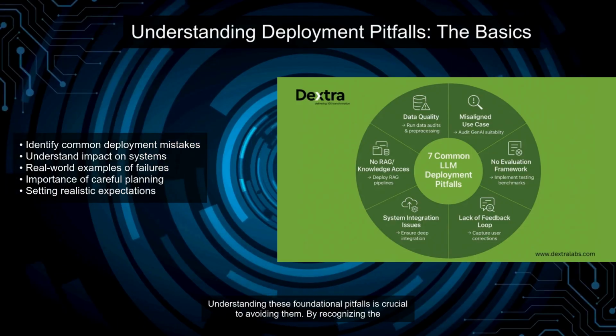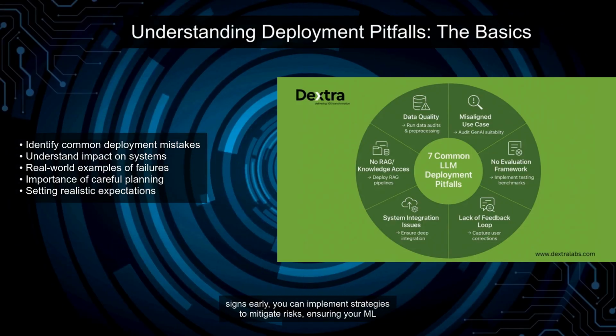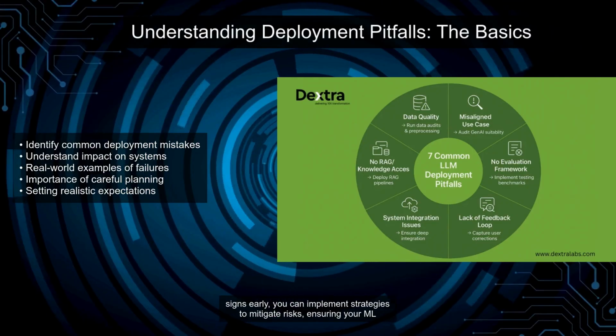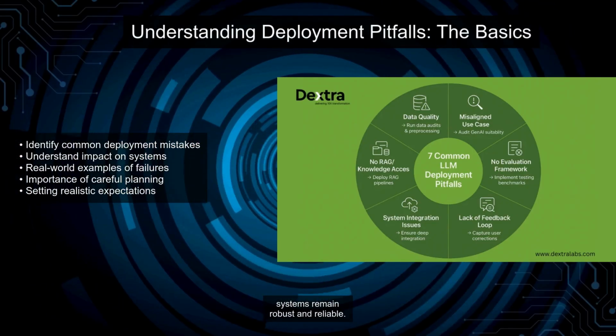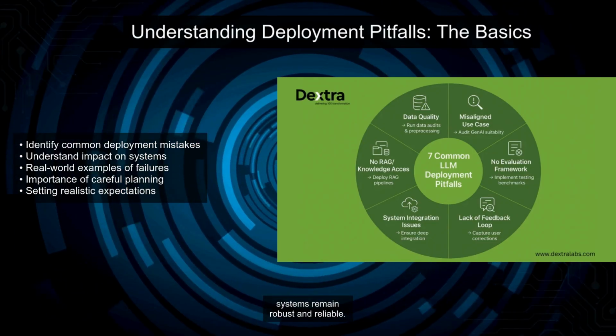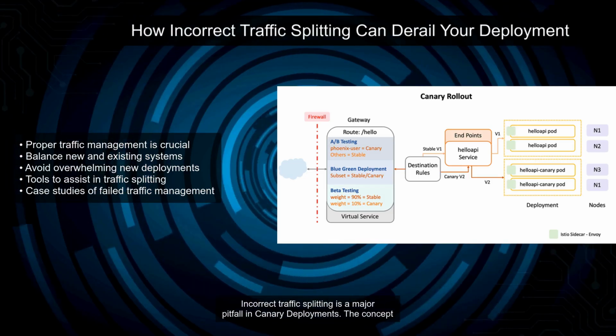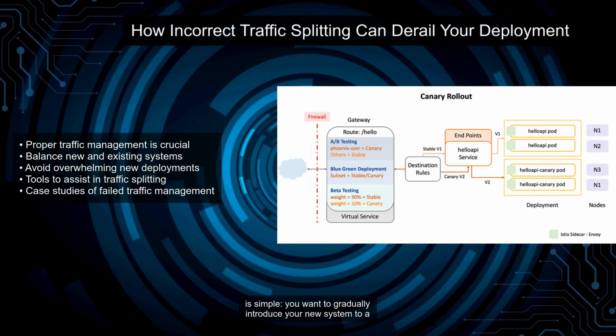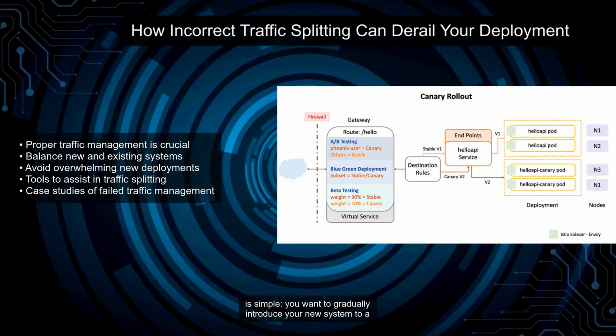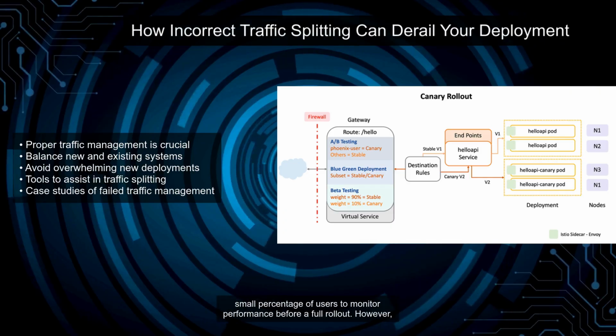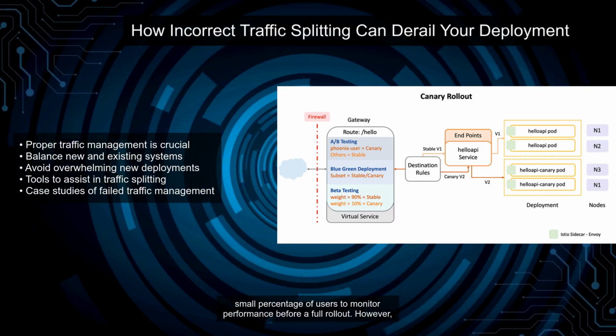Understanding these foundational pitfalls is crucial to avoiding them. By recognizing the signs early, you can implement strategies to mitigate risks, ensuring your ML systems remain robust and reliable. Incorrect traffic splitting is a major pitfall in Canary deployments. The concept is simple: you want to gradually introduce your new system to a small percentage of users to monitor performance before a full rollout.